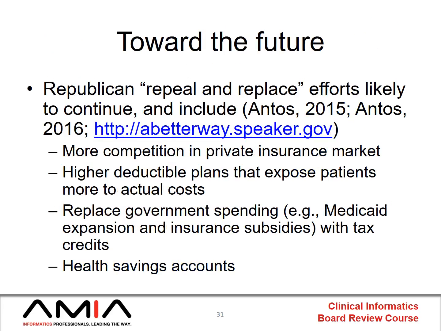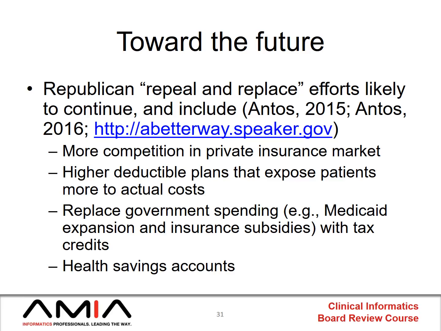What are the forces likely to shape healthcare in the future? Well, now that there is Republican control of all branches of government, we are likely to continue to see efforts to repeal and replace the Affordable Care Act. There are many plans and ideas that have been promoted. A well-known one is the Better Way plan that came from the Speaker of the House of Representatives at the end of the Obama administration, Paul Ryan.